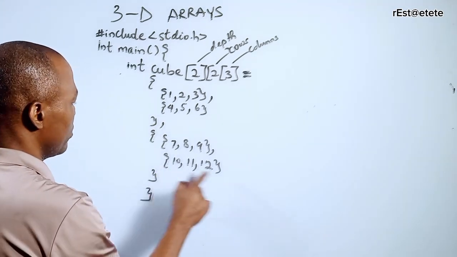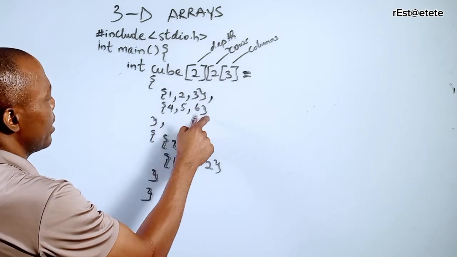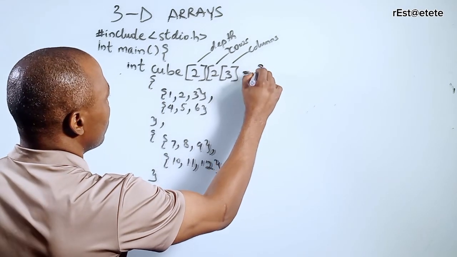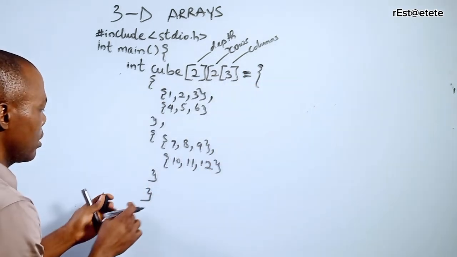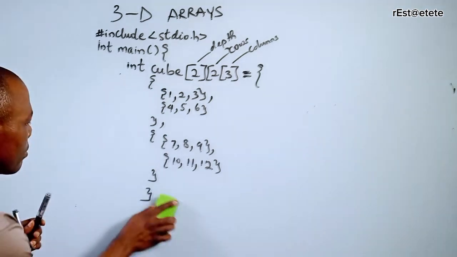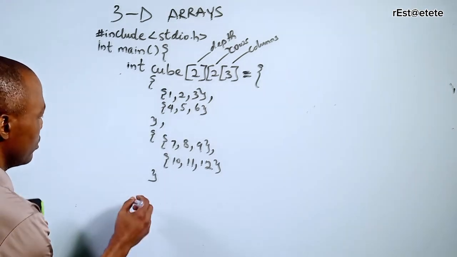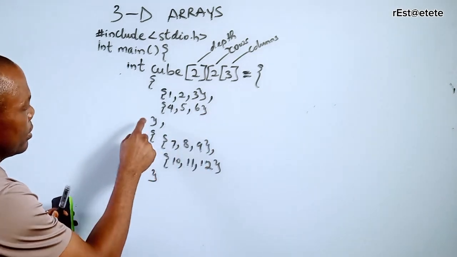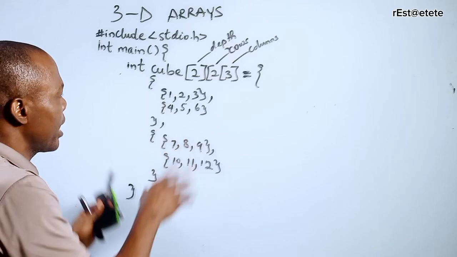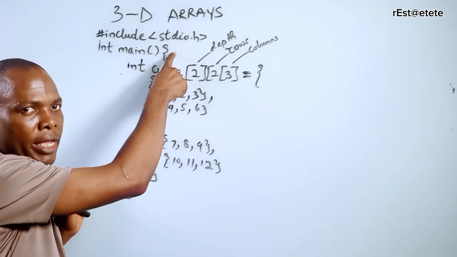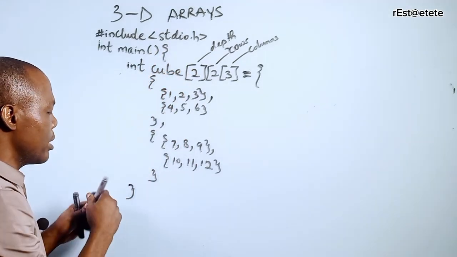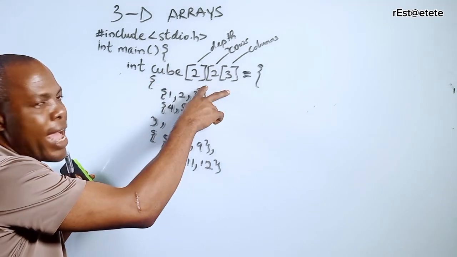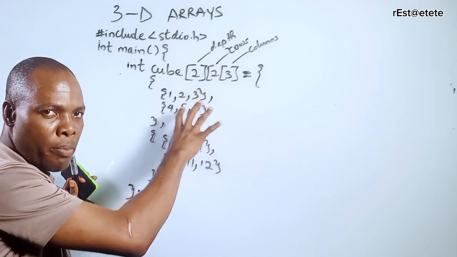So I have 1, 2, 3, 4, 5, 6, 7, 8, 9, 10, 11, 12. It should be here. So this one is for this. This is for this. This is for this. Then this. So that is complete. Now, this is my curly bracket. I've not closed it yet. So this is me declaring my array and then initializing it at compile time.